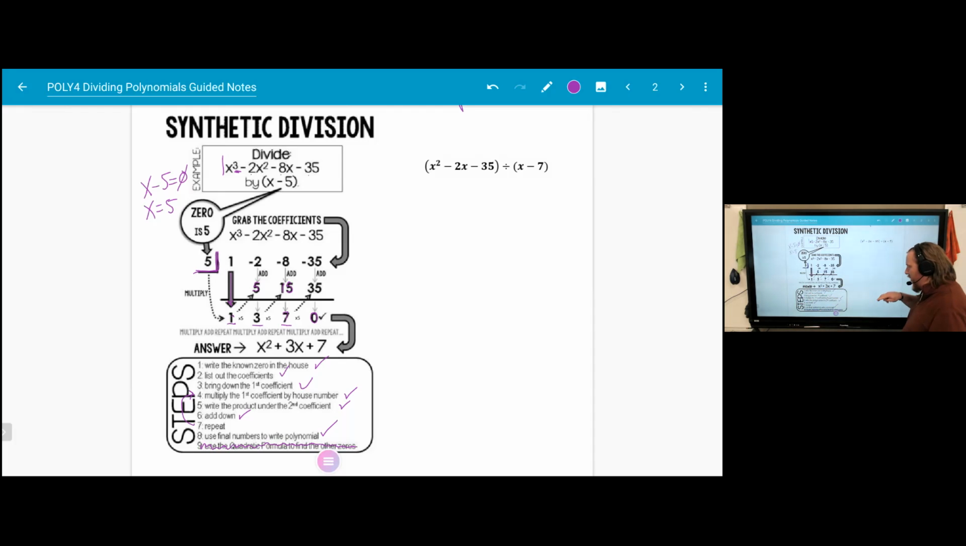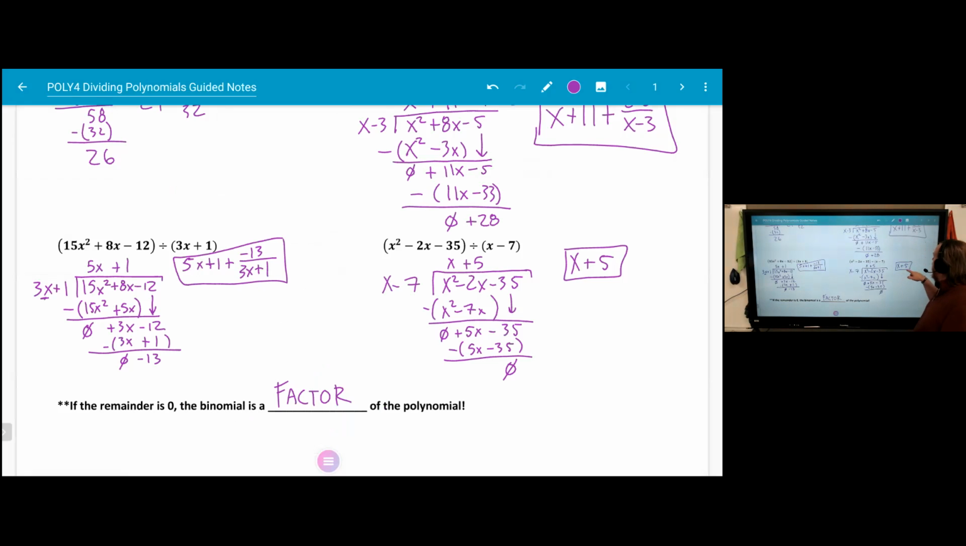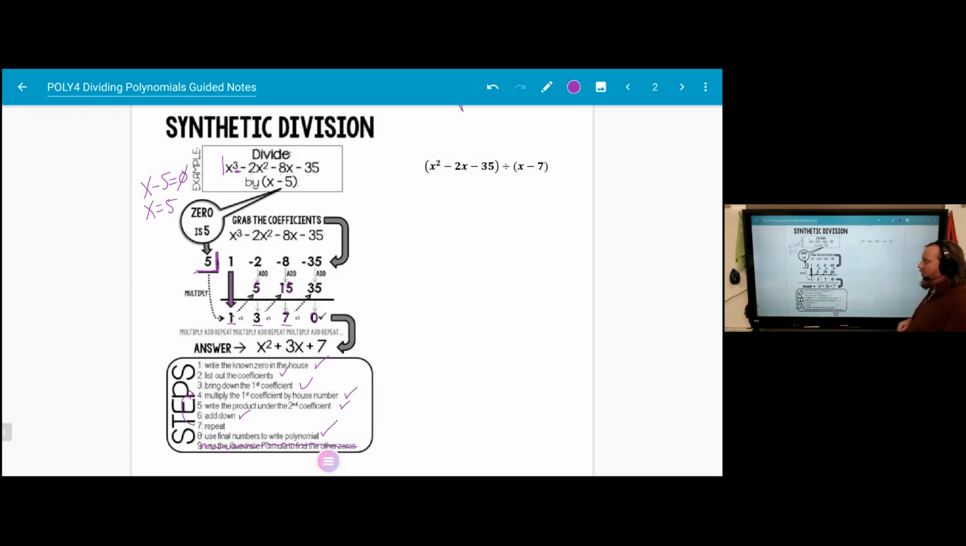That problem looks really familiar. I think I've just done that one long division wise. Yeah, I did. I think right here, we got x plus 5 when we finished it. I'm going to show you that it works the same way in synthetic division. Step 1, write the known value in the house.